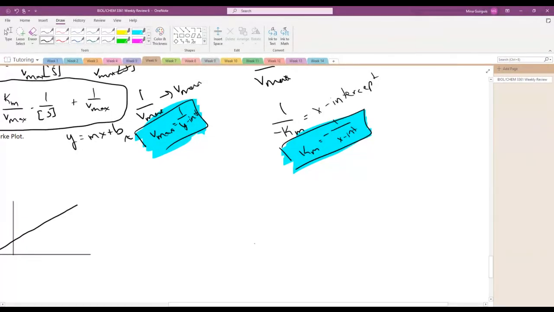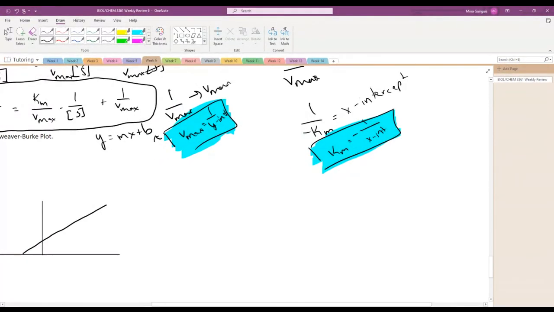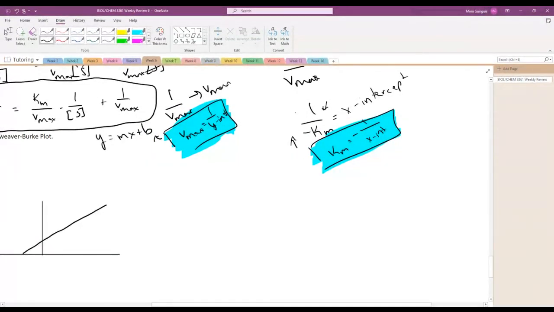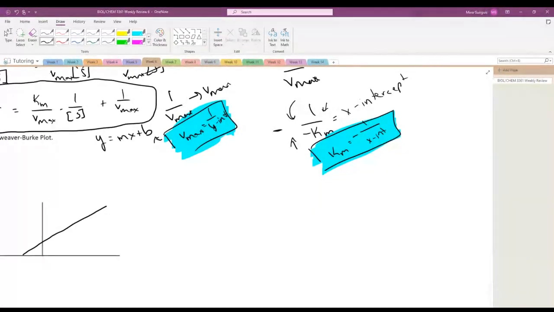I dislike this because it's always very convoluted. I'm going to do it based on this one because I think it's easier. So Km increases. If we bring the negative out front, if Km increases, this fraction gets smaller and it's negative, okay?